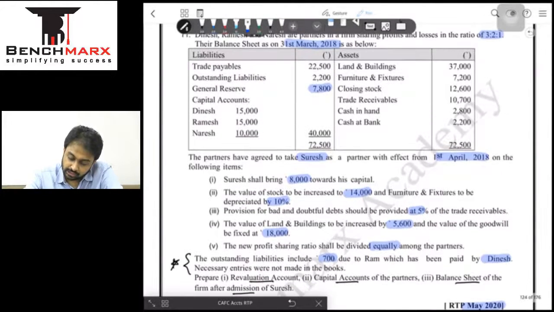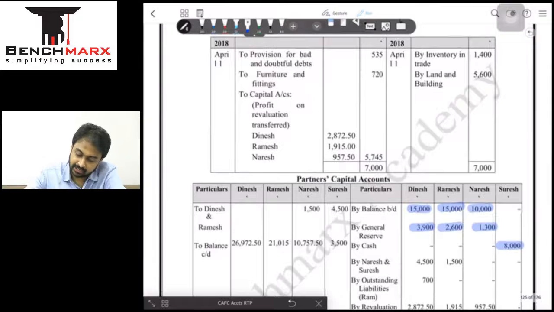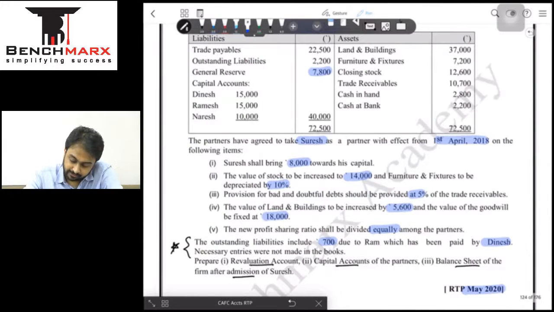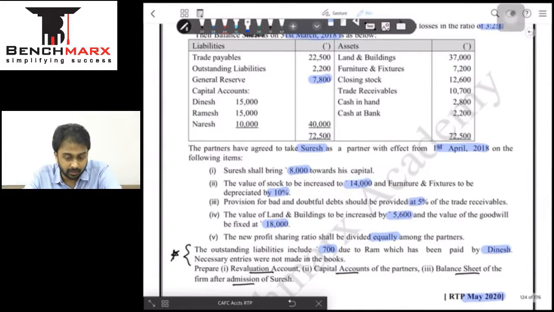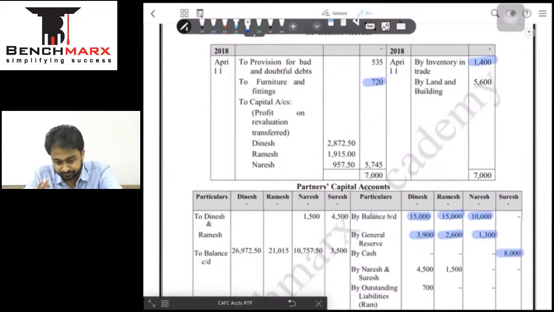Stock is 14,000 and stock was 12,600. It's a gain of 1,400. It will go on the credit side as gain. So by stock 1,400, reval account credit side because of gain. ठीक है. Then we have fixtures depreciate by 10%. Fixtures is 7,200. That means इसका 10% 720 is debit side of revaluation, being a loss.